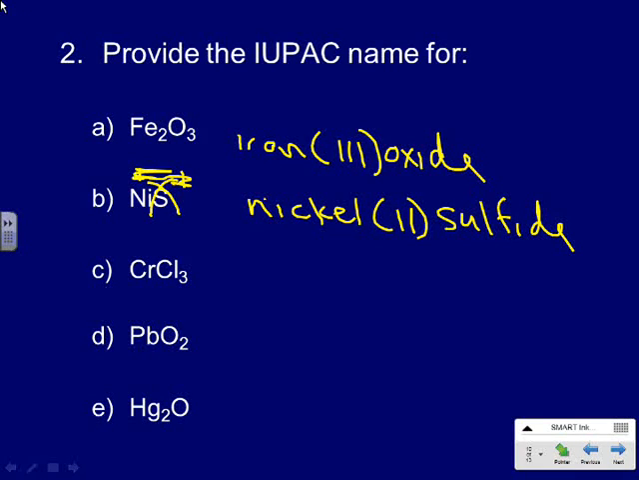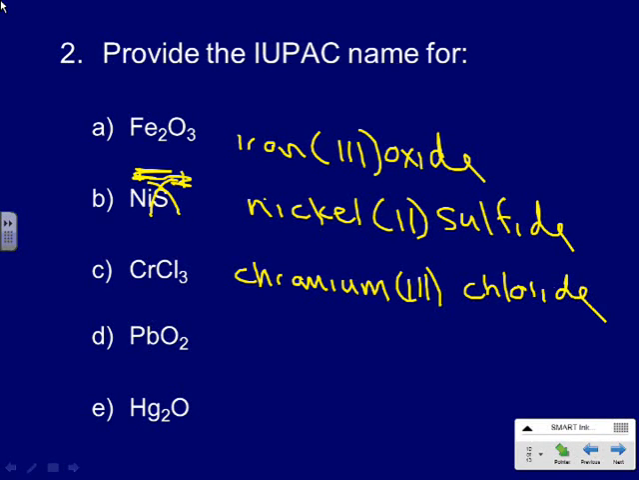All right, what do we have for this one? Again, I'm not going to look. You guys do a quick check. Dallas, what do you got? Chromium 3. Chromium 3. Oops, put an extra one in there. Chloride. Excellent.